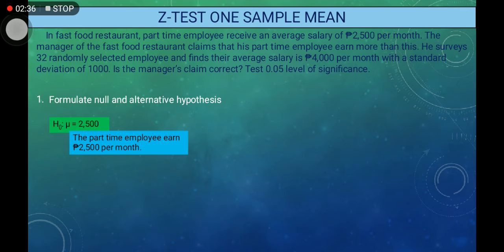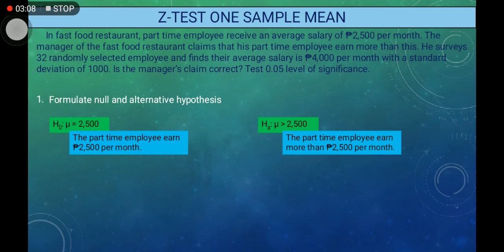While yung alternative hypothesis natin, makikita na natin sa problem kung ano yung gagamitin nating sign. Meron tayo sa problem na part-time employees earn more than 2,500 per month, more than ang ginamit. So, ang gagamitin nating sign is greater than. So, ang magiging alternative hypothesis natin is mu is greater than 2,500. Therefore, the part-time employees earn more than 2,500 per month.